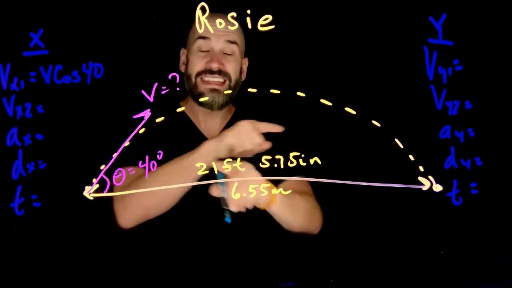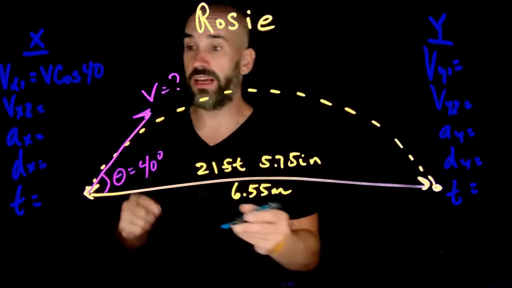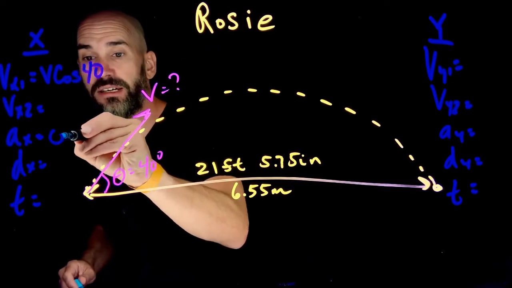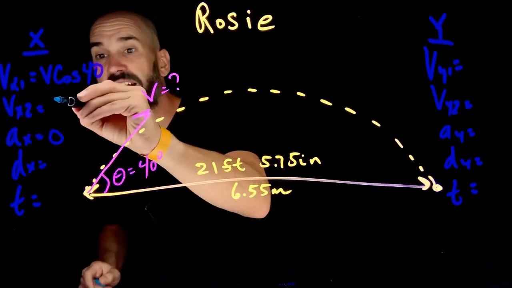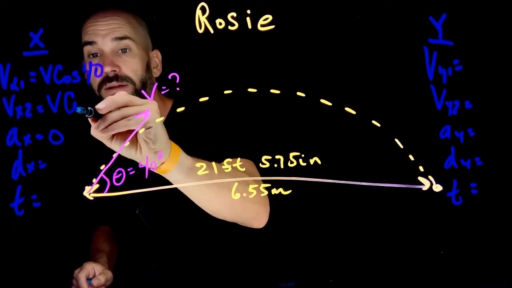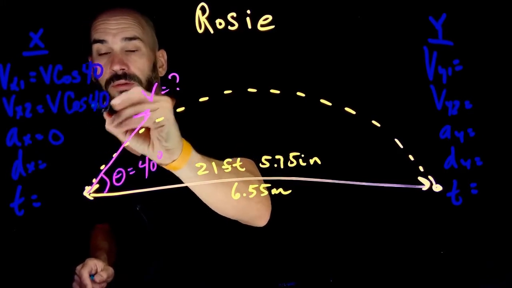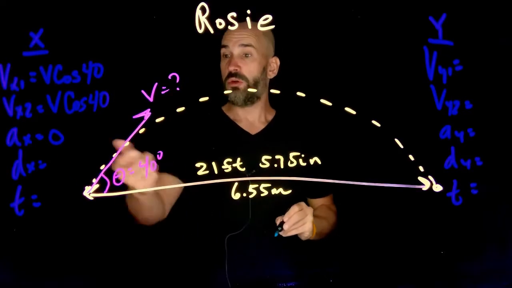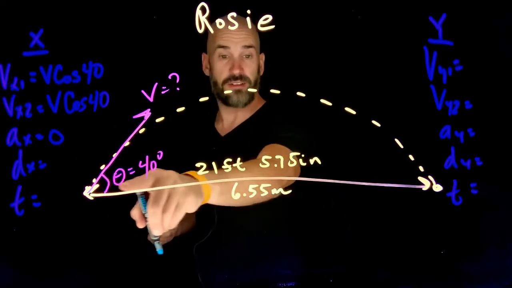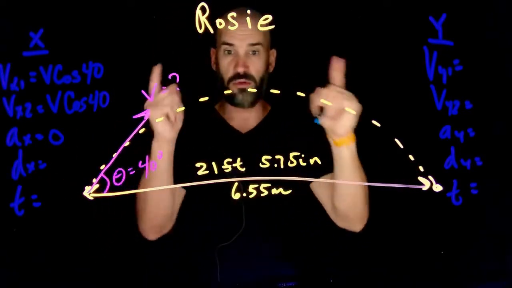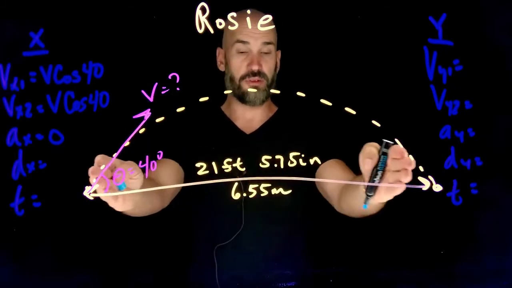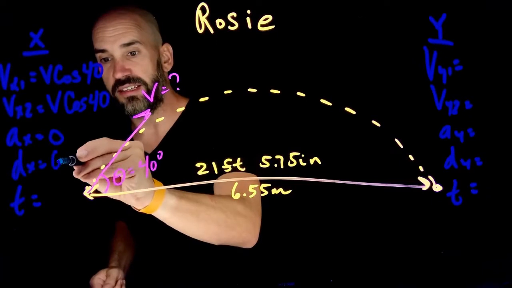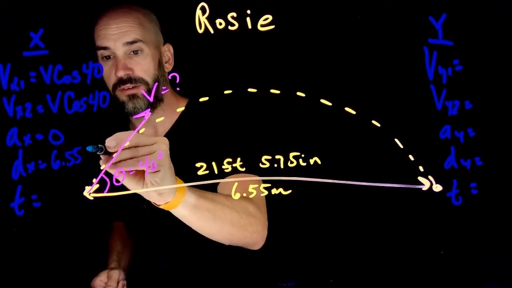But we also said that in the x direction, a is always 0, right? So we can go ahead and put 0 in there, which means that the velocity never changes, which means that Vx2 will be the same thing, V cosine of 40, right? And do we know dx? Sure do. That's the range, right? In projectile motion, the x distance you often call the range. So that's how far it's moved in x, which we have talked about is 6.55 meters, right?